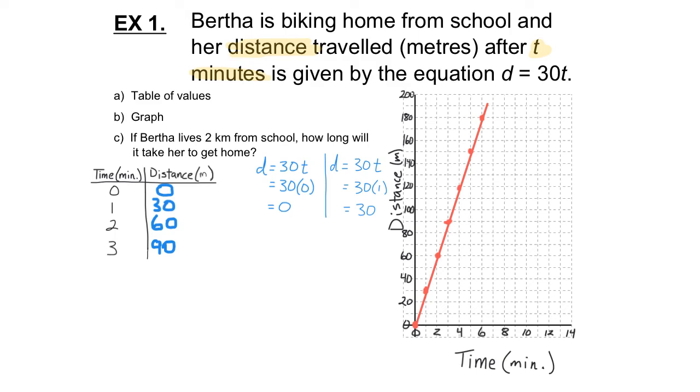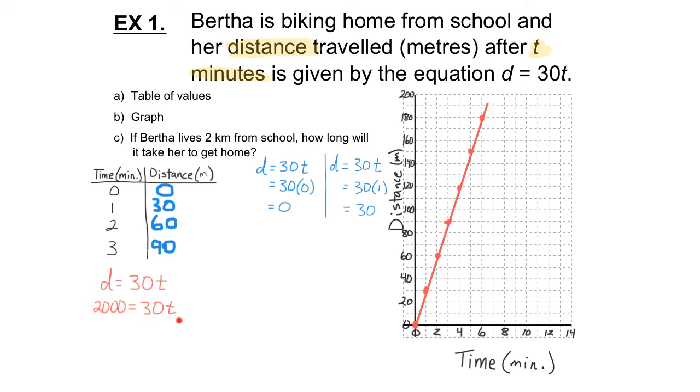The thing we're going to do that's the fastest is to use the equation. We have an equation. If we know the distance, then we can solve for the time. So my equation is d equals 30t. I'm told it's 2 kilometers, but remember distance is in meters, so I have to change that into meters. A kilometer is 1,000 meters, so 2 kilometers is 2,000 meters. So I can substitute that value in for d.